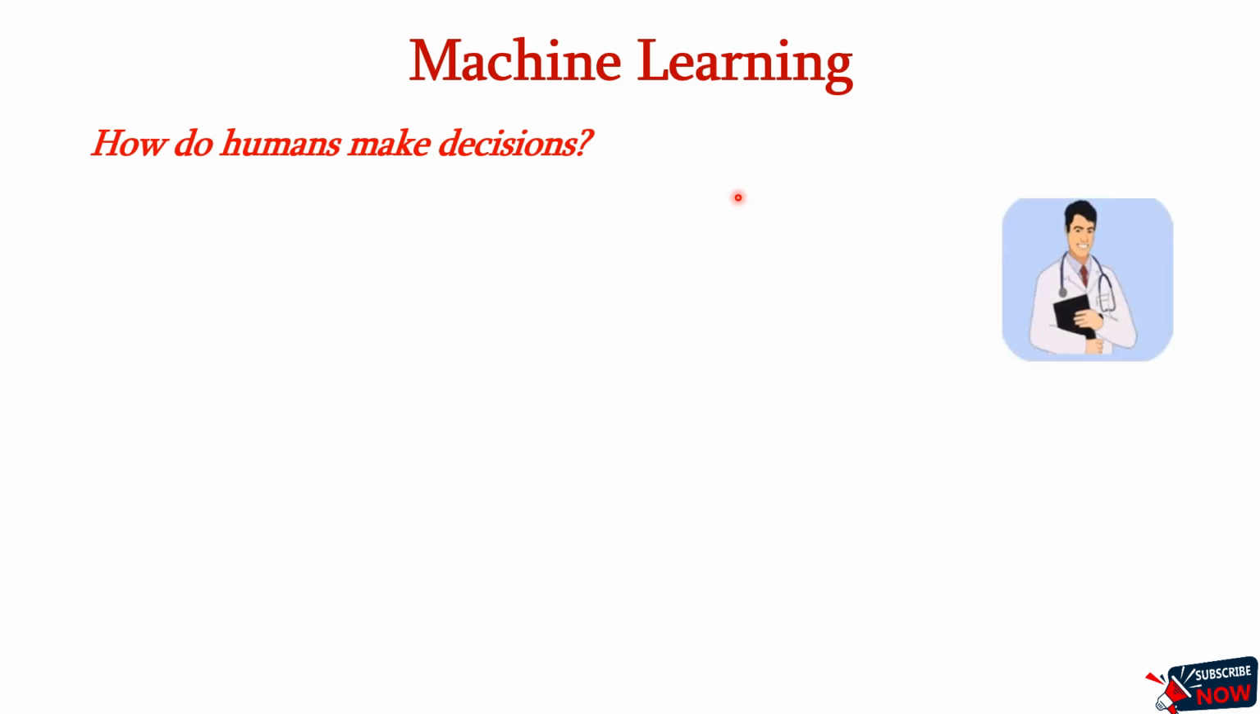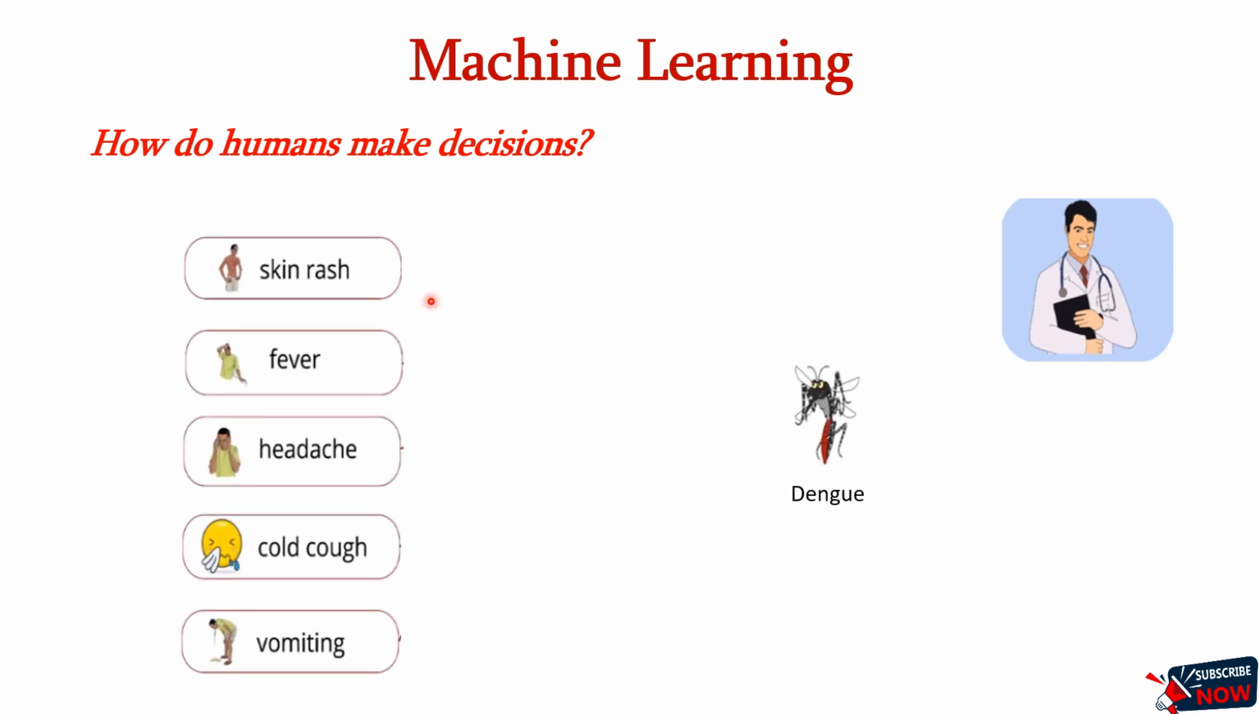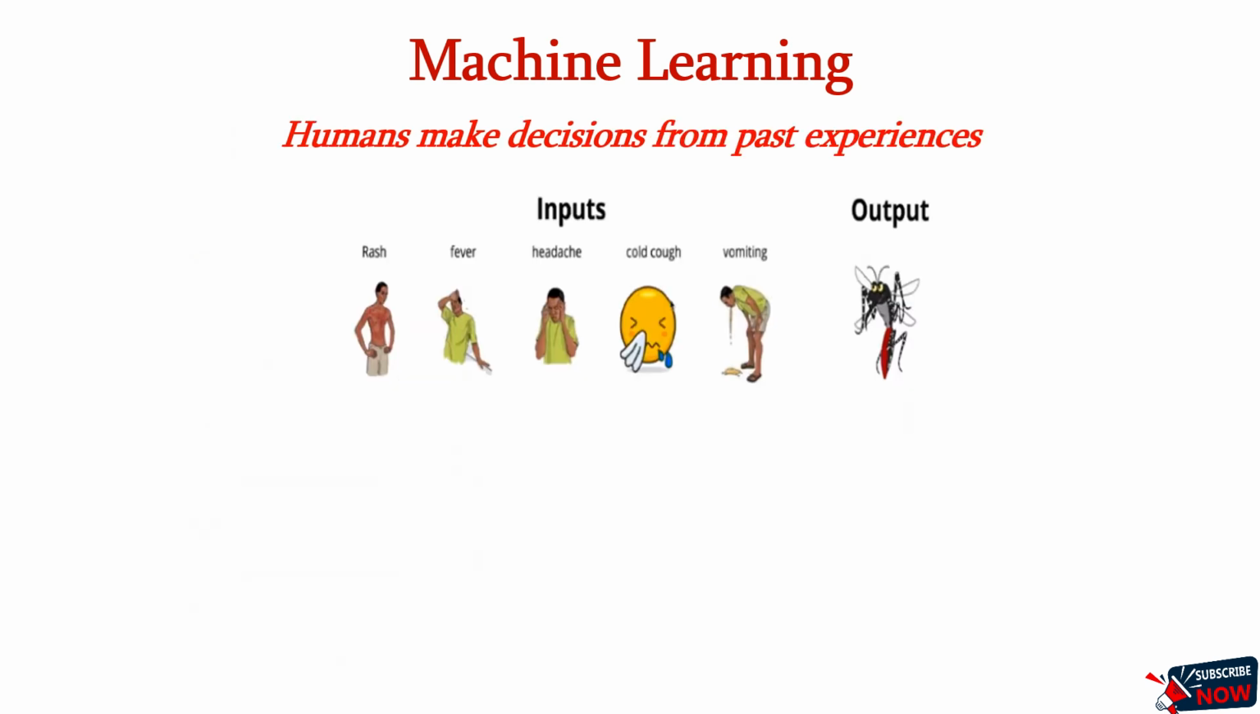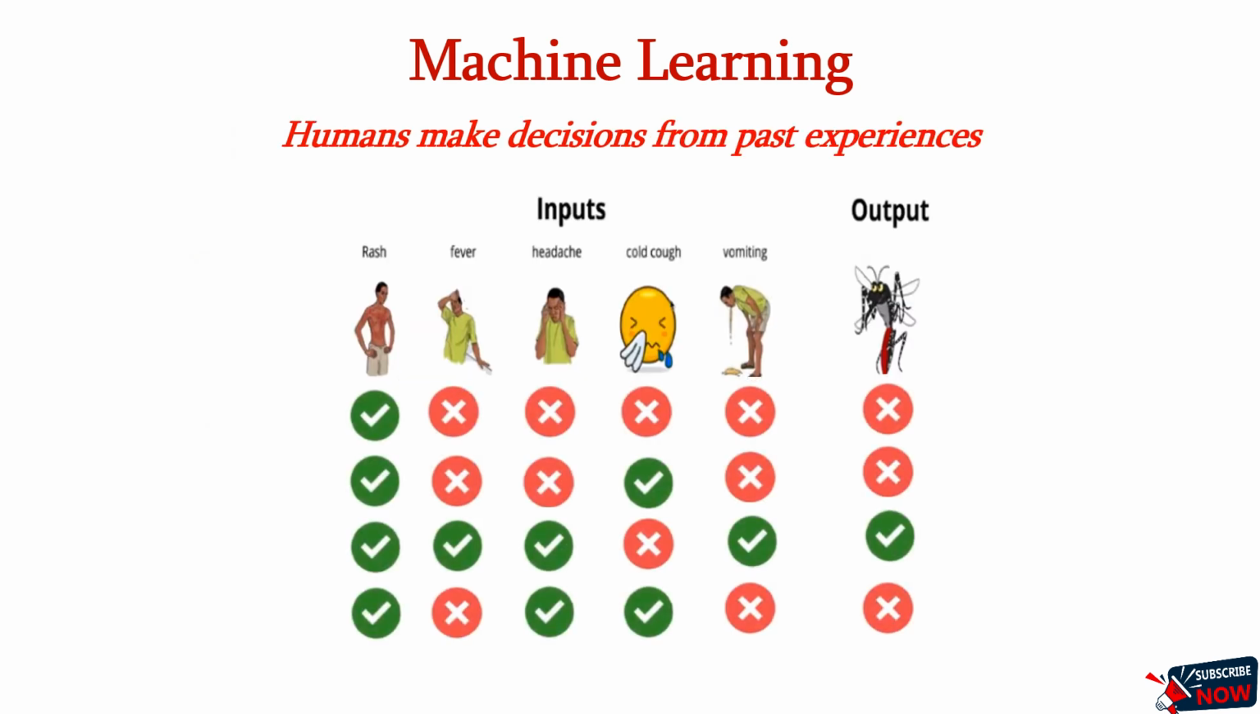For example, consider a doctor who diagnoses whether a patient is having dengue fever or not based on some symptoms like skin rash, fever, headache, cold, cough, vomiting, etc. If only some of these symptoms are available for a patient, the doctor decides that the patient is not having dengue fever. But if the majority of these symptoms are available for a patient, the doctor decides that the patient might have dengue fever. How does the doctor make these decisions?